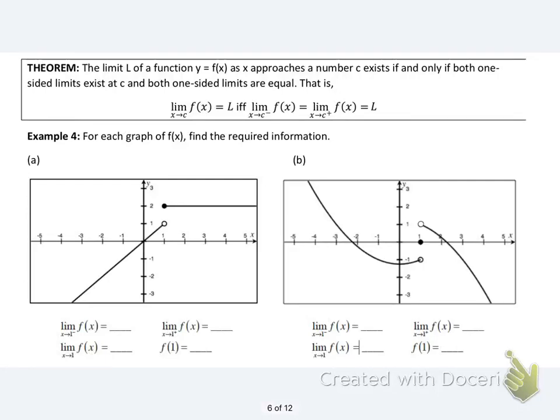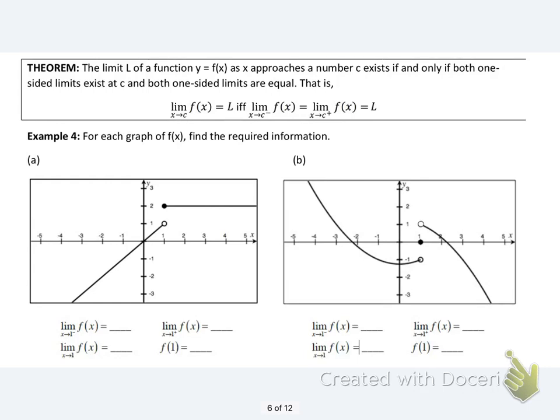This is section 1, graphical approach to limits, example 4. At the top of this, you can see the theorem: the limit L of a function y equals f of x as x approaches a number c exists if and only if both one-sided limits exist at c and both one-sided limits are equal. That is, the limit as x approaches c of f of x equals L if and only if (that's what IFF stands for) the limit as x approaches c from the left is equal to the limit as x approaches c from the right, and they're the same.